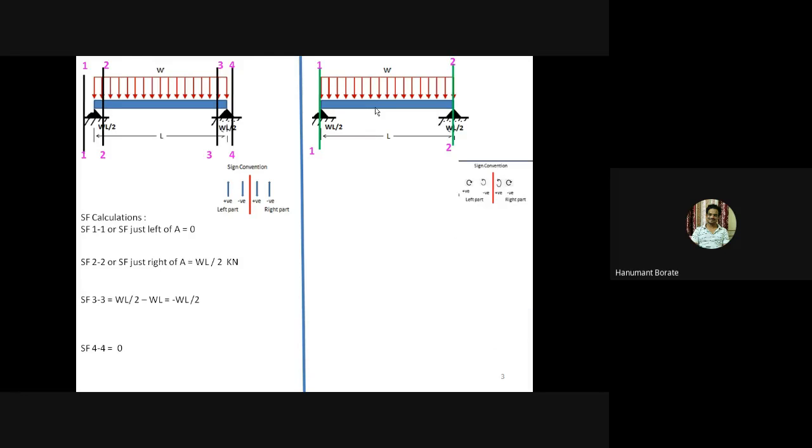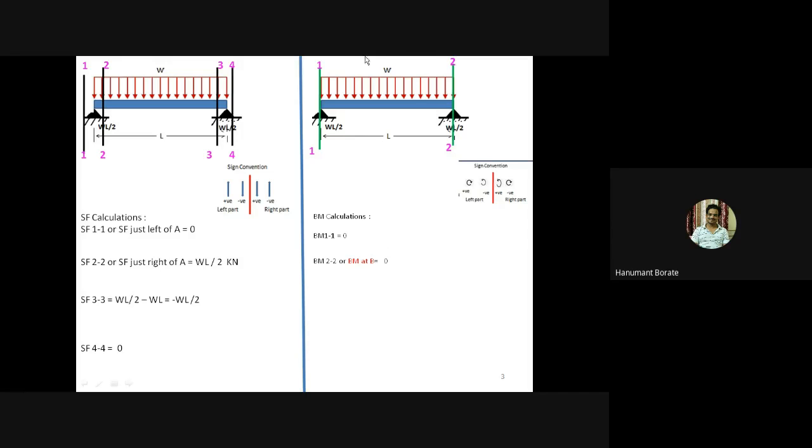Okay. Now sign convention. If we consider left part, always treat clockwise moment positive, anti-clockwise moment negative. Okay. And for the right part, anti-clockwise moment positive and clockwise moment negative. Generally, try to consider left part. Now, bending moment at section 1 equal to 0. Now, bending moment at section B is also 0. So, bending moment at section 1 equal to 0, at section 2 equal to 0.